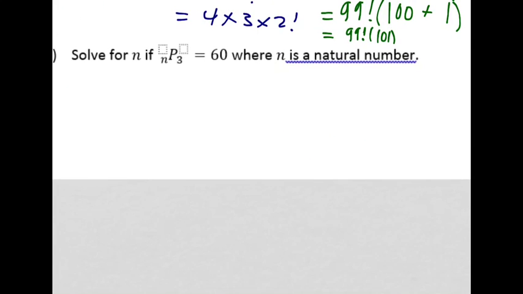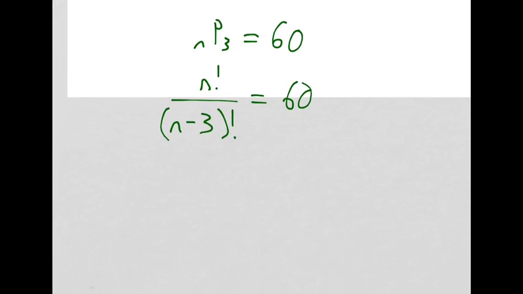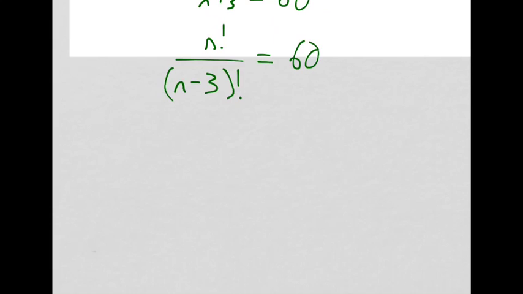Solve for n if nP3 is equal to 60. This is a little tricky. Here's how you do problems like this. I'm going to use permutation notation to solve this. So nP3 is just n factorial over n minus 3 factorial, and that's equal to 60. I need to know what n I could put in there that would give me a result of 60. Here's a little trick sometimes that you use when solving problems like this. Don't miss this because this is an important tool.